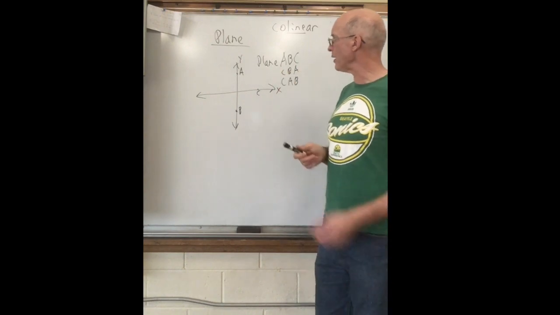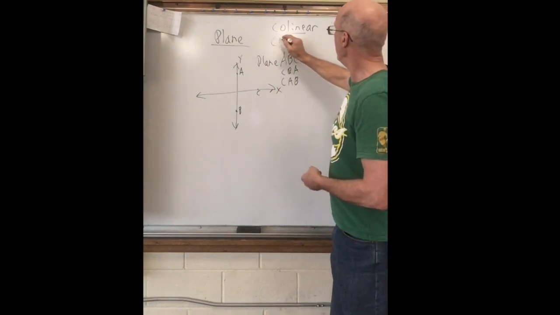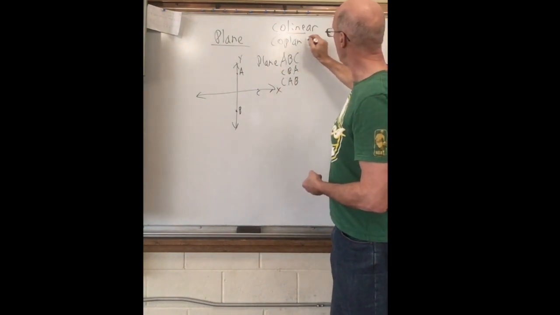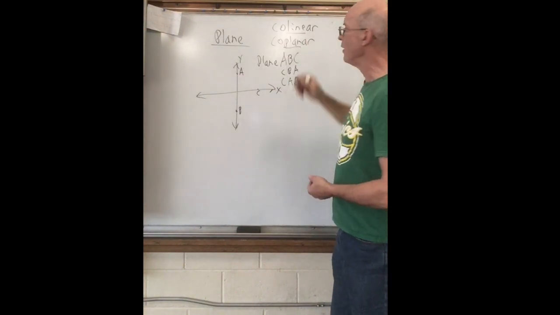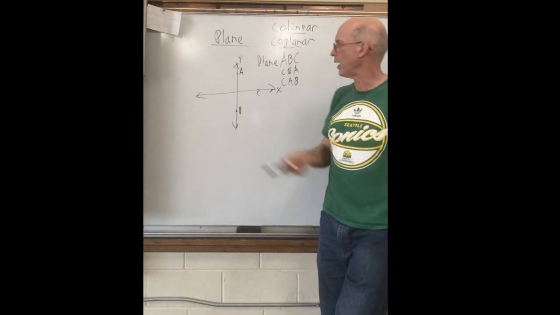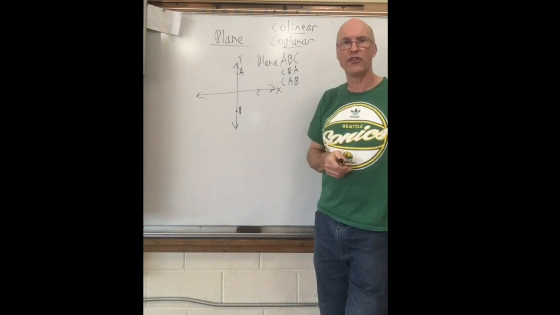And then coplanar, again, you can almost just see it in there. These are points that are on the same plane. So A, B, and C in this case are on the same plane.